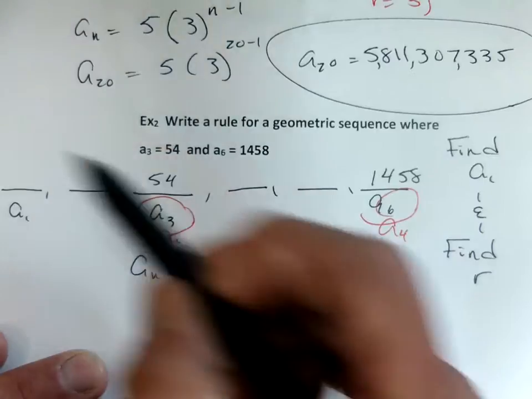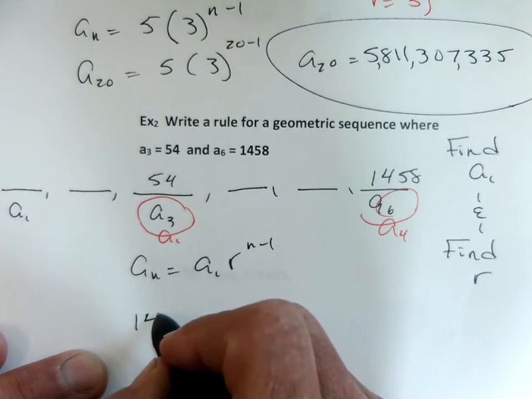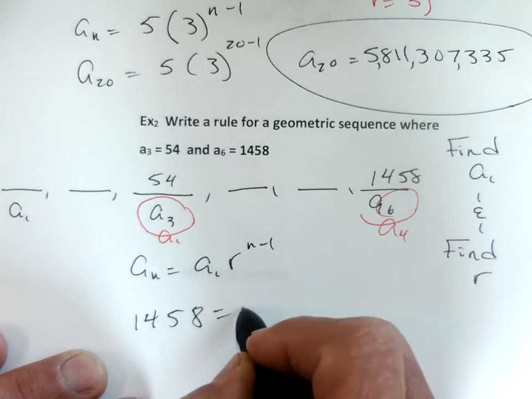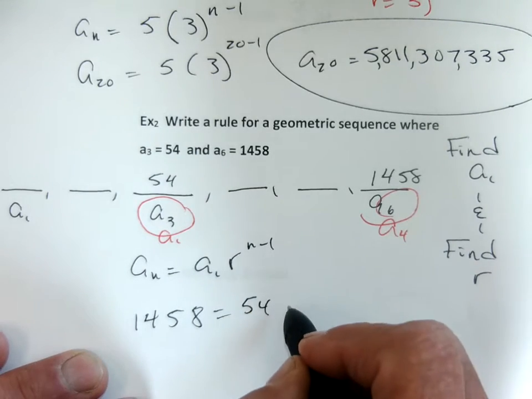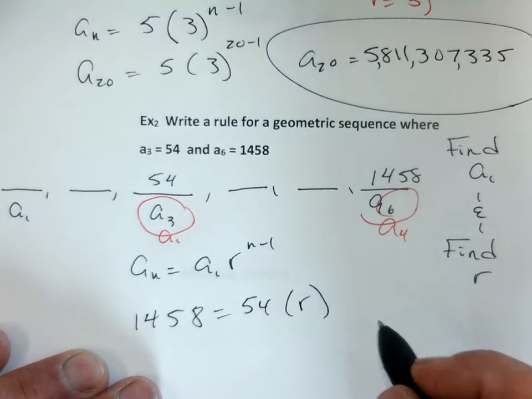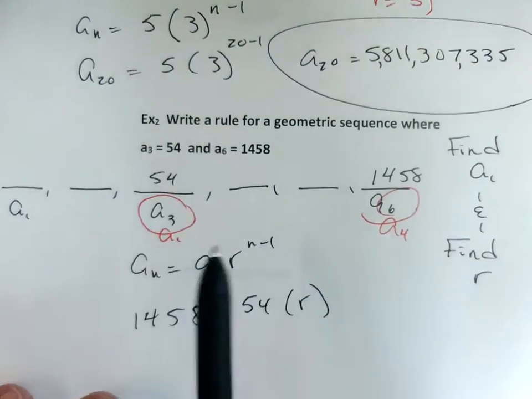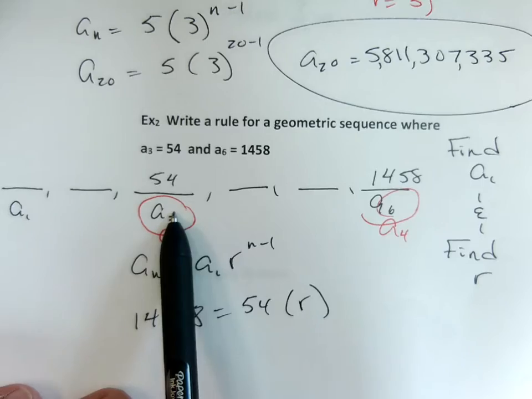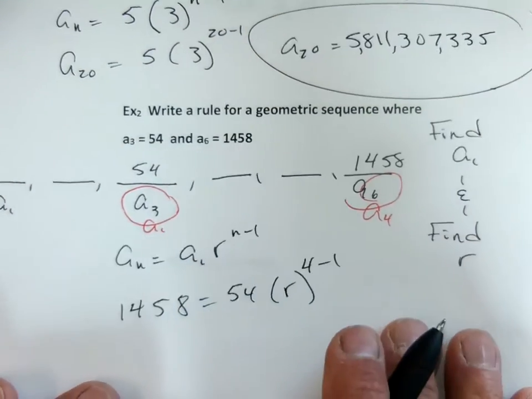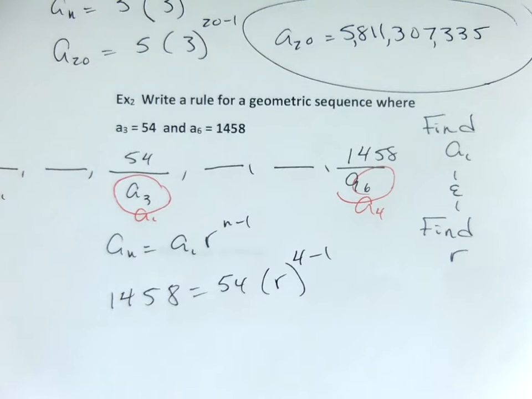So I'm going to say A4, which is 1,458, is equal to A1, which we're going to call 54, times R, which is what I want to find, R to the, well, in this case, we'd have 1, 2, 3, 4 terms. I'll let you write that down, and I'm going to explain that one again. These are the hard ones, okay?